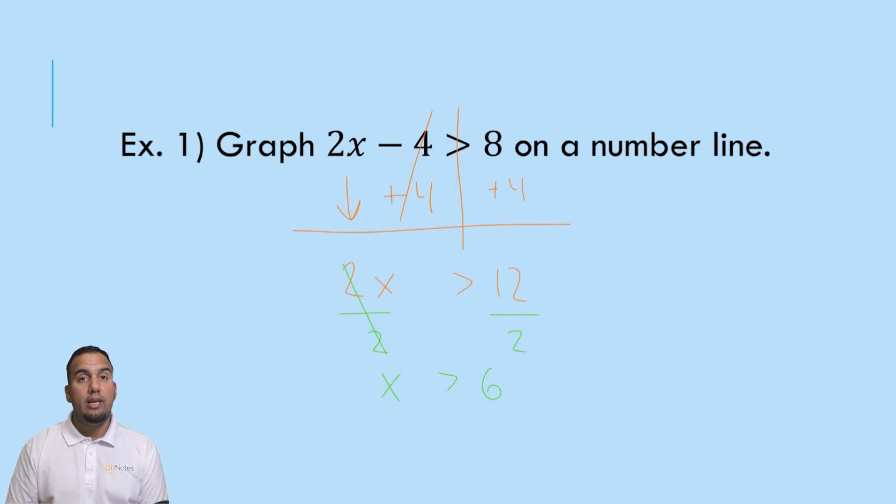So now we can graph on our number line because our final solution is x is greater than 6. So how does that look on the number line? Remember, draw a number line. Put the number that you're working with in the middle. You can put one less and one greater than, so 5 and 7.